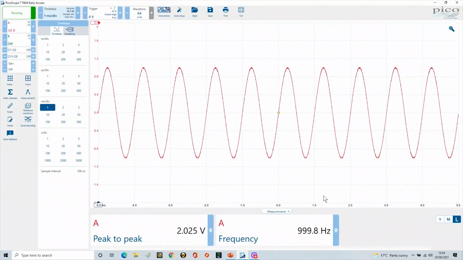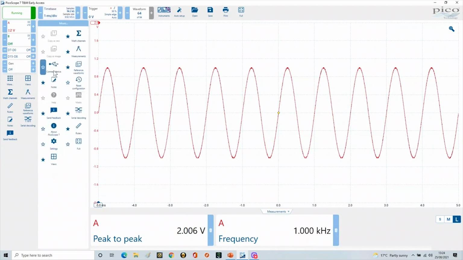So let me now change my screen over and go to the picoscope. So here we have the picoscope, and what I've done is I've set it up so that we can see the peak-to-peak voltage, which you can see is sitting around about 2 volts. And I'm also displaying the frequency as well. So I've found these parameters through the measurement facility here. So this is from the measurement.